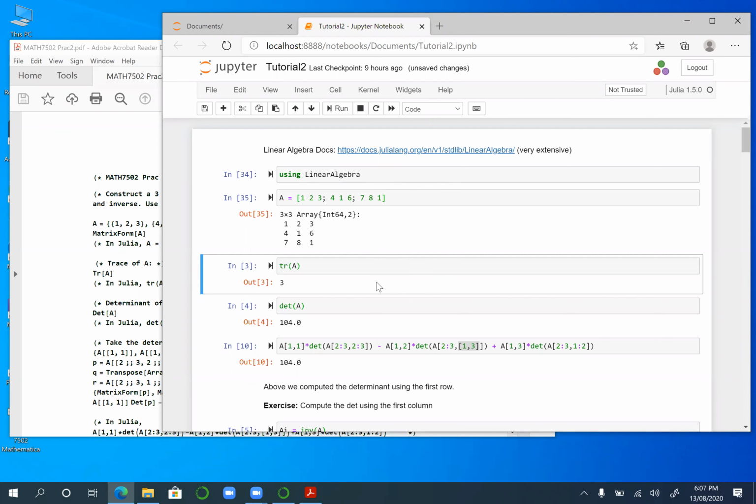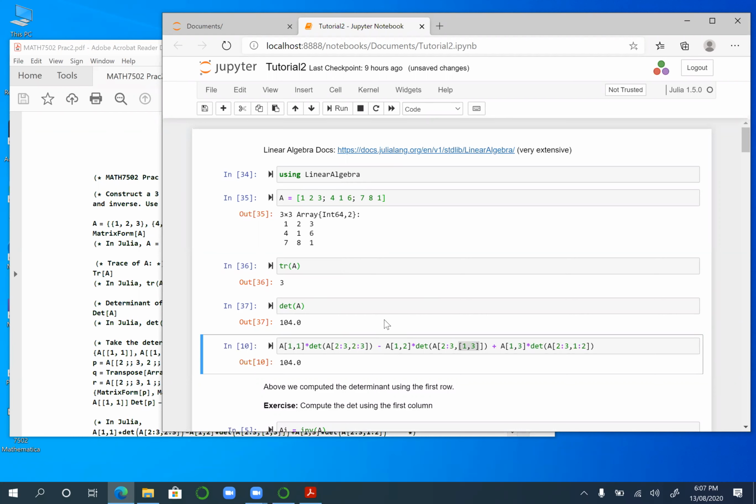Great. Now the trace. You want to know how to take the trace of a matrix. Okay, what is the trace? It is simply the sum of the diagonal elements of the matrix. So 1 plus 1 plus 1 is 3. Good. Now also you want to know, how do I take the determinant of a matrix? Well, you can just write det, round bracket, A, and in this case we have 104. That looks about right, so I trust Julia on this one.